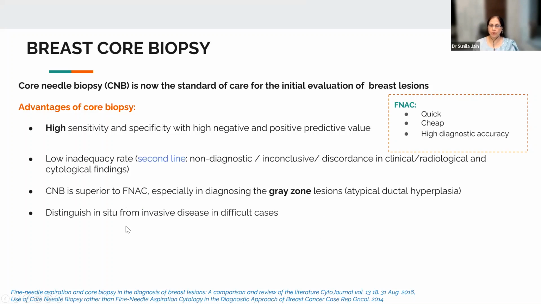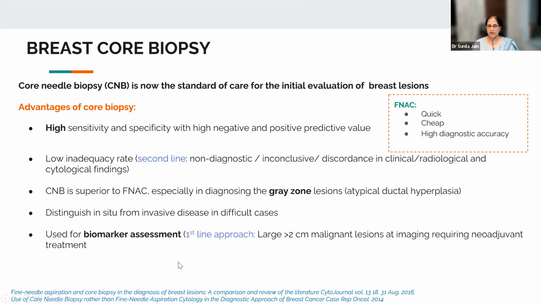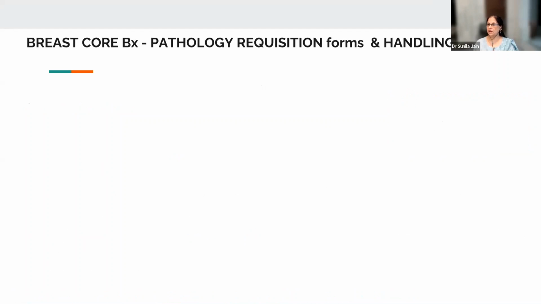It is important to know that CNB is more effective in distinguishing in situ from invasive carcinoma. Another plus point, which is very important in today's treatment era, is biomarker assessment. Biomarker assessment is done on core needle biopsies, which is why many institutes do it as a first line approach. If the lesion is very large, more than 2 centimeters, and the patient has to undergo neoadjuvant therapy, then this is the method of choice. It is also used for tumor grading. So much more data can be given on the core biopsy as compared to FNAC.